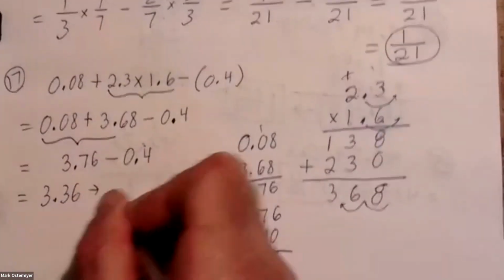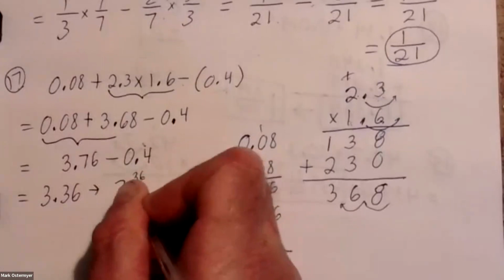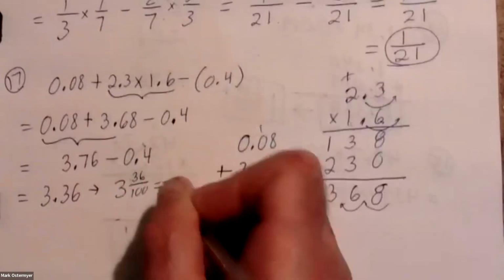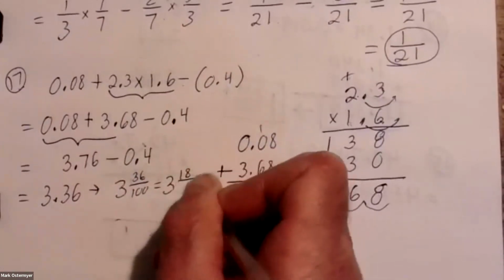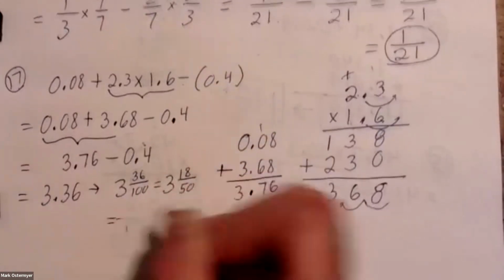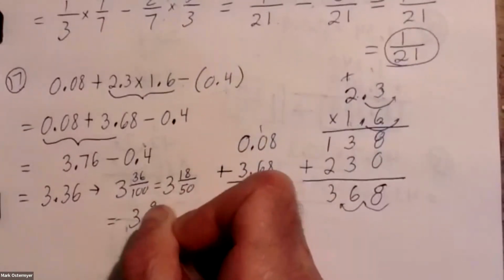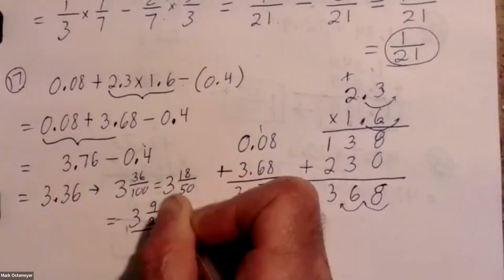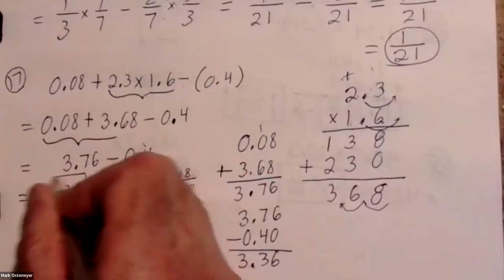If they want this as a mixed number, you would say 3 and 36 over 100, and 36 over 100 reduced by 2 becomes 18 over 50, which again reduces by 2 to 9 over 25, and that cannot be further reduced, okay? So however they want your answer. Okay. There we go, that one's done.